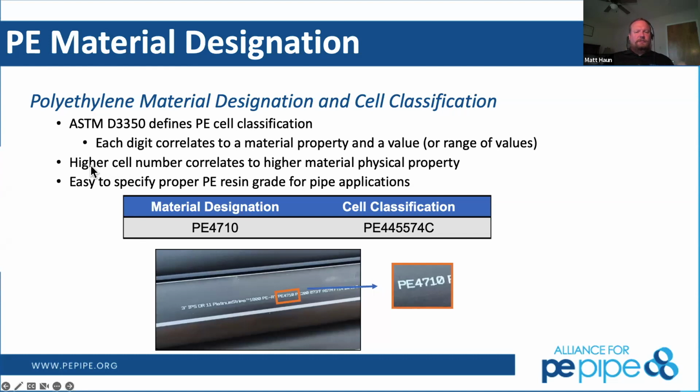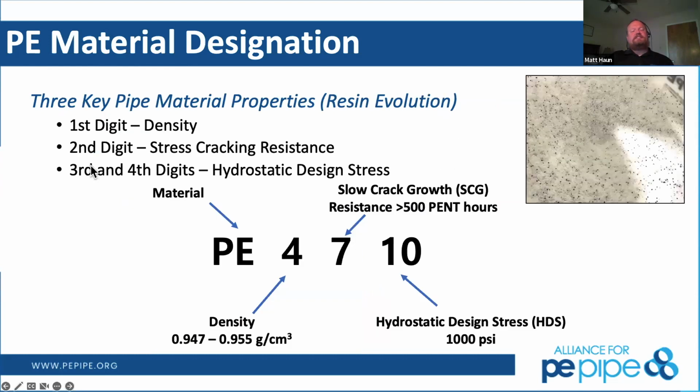It's important to specify the right resin grade, because this is going to make sure you're getting the most up-to-date resins for your application. So each of the digits of that material designation are going to represent a material property. First being density, which has to do with material properties like tensile strength and abrasion resistance, et cetera. The second digit you see is the slow crack growth resistance. And I'd like to talk about slow crack growth here in a bit, but essentially we'll get into the evolution that has come over the existence of polyethylene piping materials. And then the last equates to pressure rating.